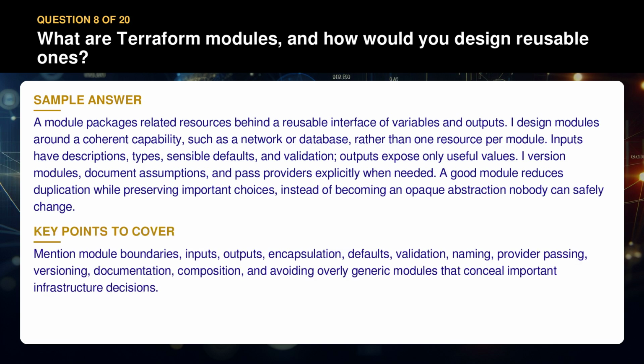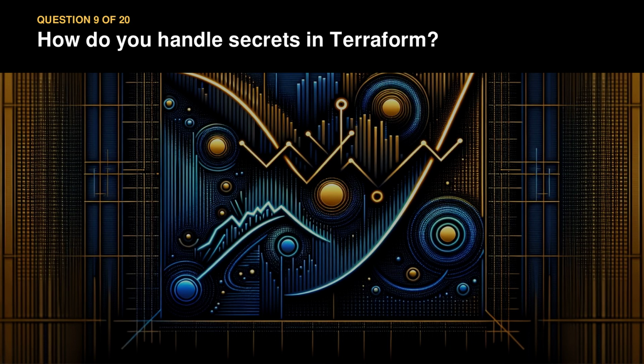Mention module boundaries, inputs, outputs, encapsulation, defaults, validation, naming, provider passing, versioning, documentation, composition, and avoiding overly generic modules that conceal important infrastructure decisions. Question 9. How do you handle secrets in Terraform?